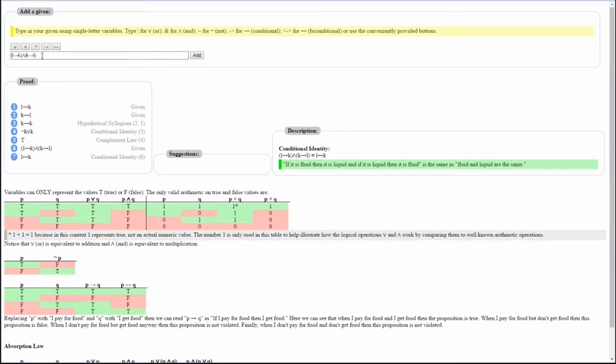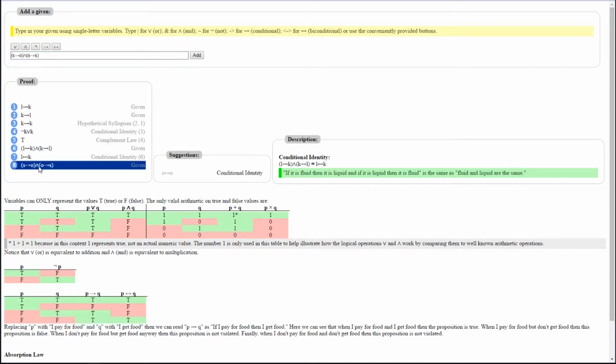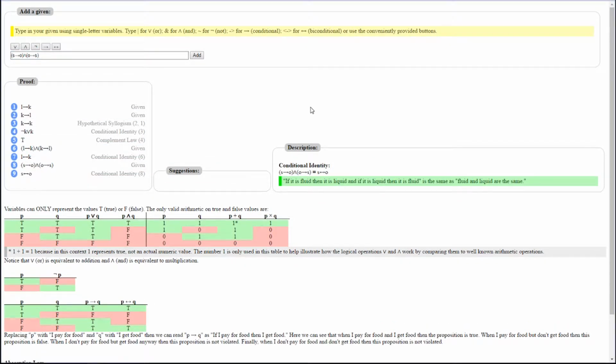We can do the same thing with the sky and the ocean. So if the sky is blue, then the ocean is blue. If the ocean is blue, then the sky is blue. We get the same thing, and we get our conditional identity, our biconditional going on. This is saying that the sky being blue is equal to the ocean being blue, and vice versa.